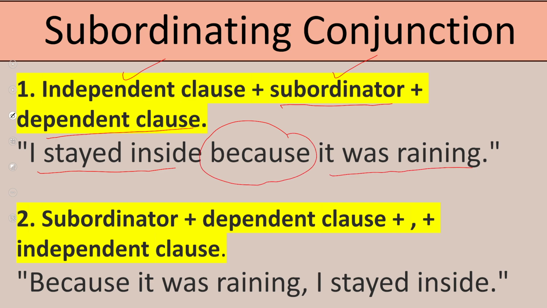I stayed inside is our independent clause. It says I stayed inside. It means this is very much clear. The speaker is saying that I stayed inside. This is a subject and we have a verb. So this is clearly our clause, but this is an independent clause. We don't need any extra information. I stayed inside is complete in its sense. Because it was raining is our dependent clause.